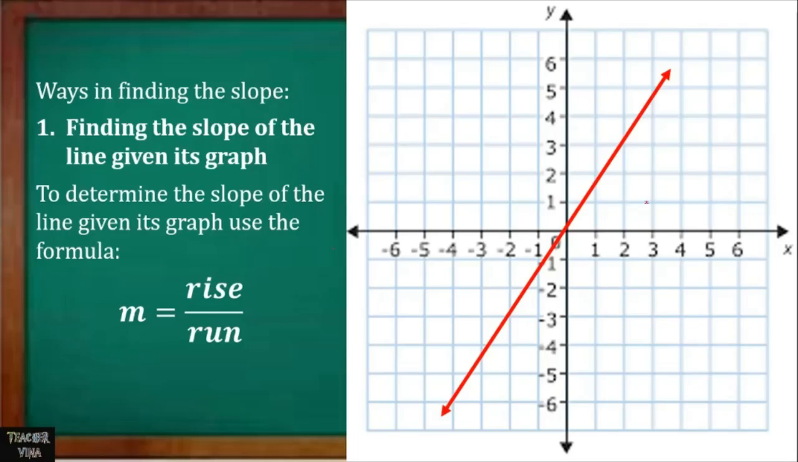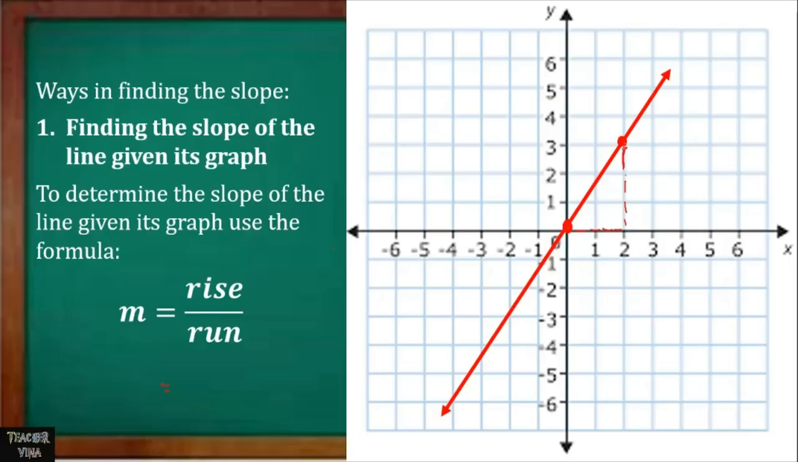So, for example, we need to look for the slope of this line. So, ang unang gagawin is to pick any 2 points. Pili lang tayo ng 2 points along the line. So, dapat yung makukuha nating point is doon sa corner ng grid. Okay. For example, these 2 points here. So, count lang natin, or we can start with drawing a triangle connecting these 2 points.